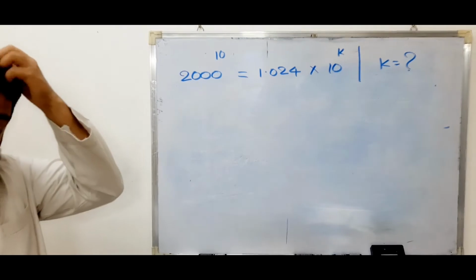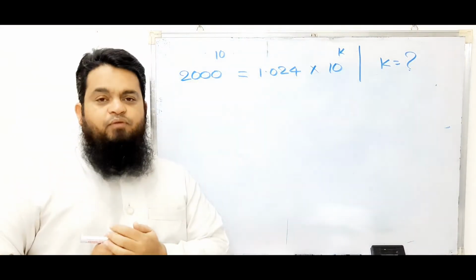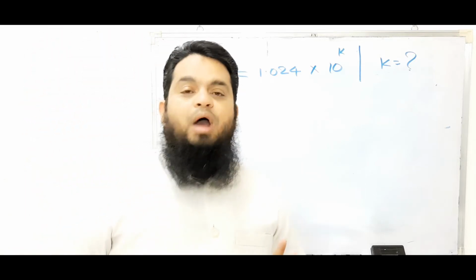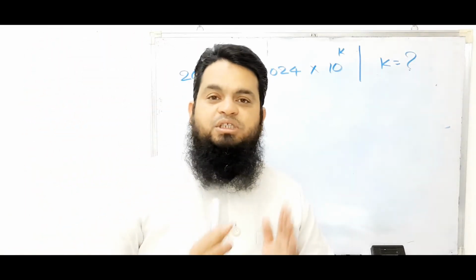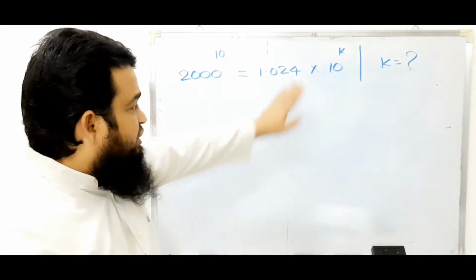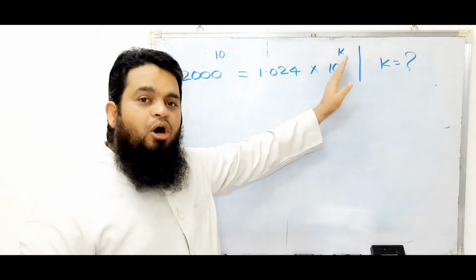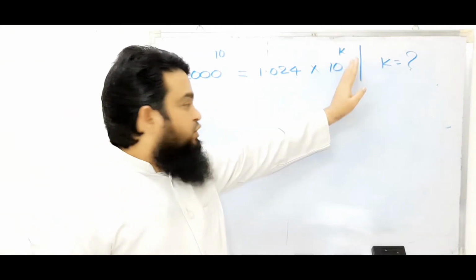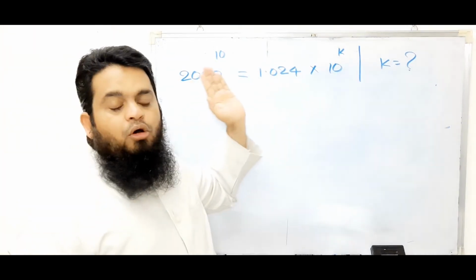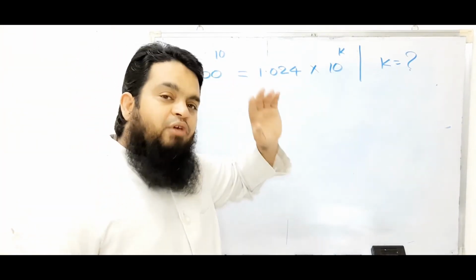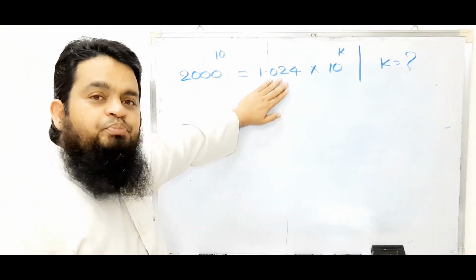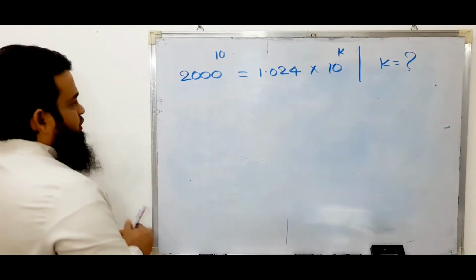See, in algebra we have studied, whenever you want to find the value of a variable, you have to transpose all the constants to the other side. Is it right? So we have to apply that. So 10 to the power of k is on the right hand side. Keep it like that and send 1.024 to the left hand side. Before doing that, try to change this decimal part into a fractional part. So now let us go.